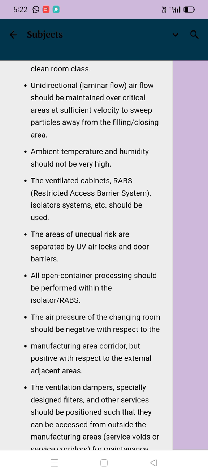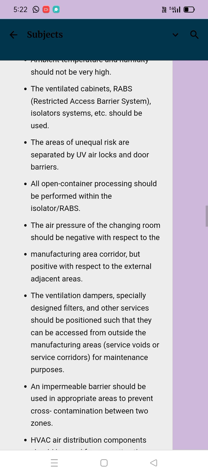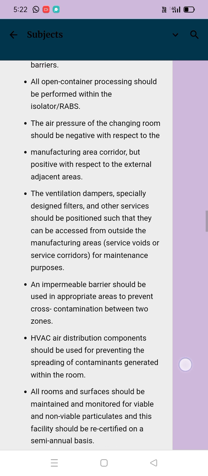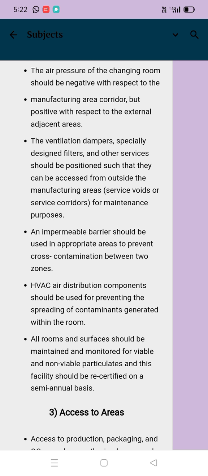All open container processing should be performed within the isolator, and the air pressure of the changing room should be negative with respect to the manufacturing area. The ventilation dampers, specially designed filters, etc., should be used for maintenance purposes only, and an impermeable barrier should be used in appropriate areas to prevent cross contamination. HVAC air distribution components should be used for preventing the spreading of contaminants, and all the rooms and surfaces should be maintained and monitored for viable and non-viable particulates.